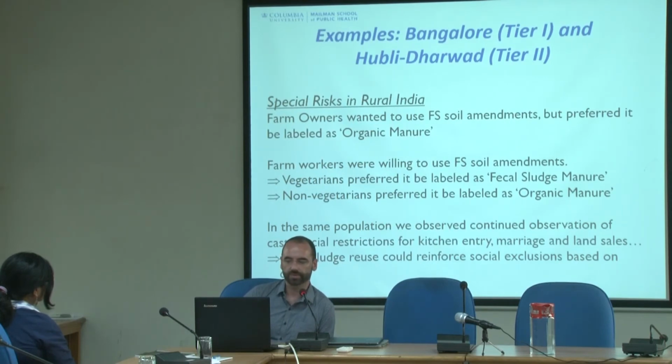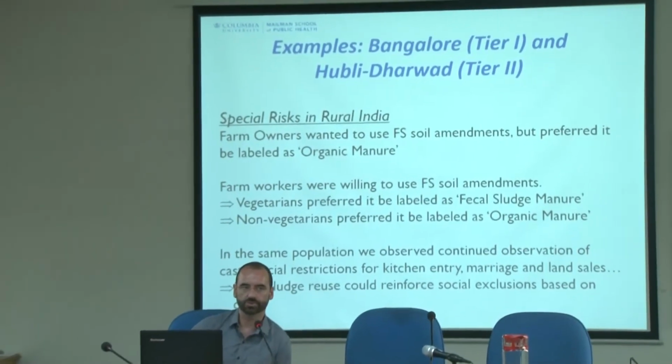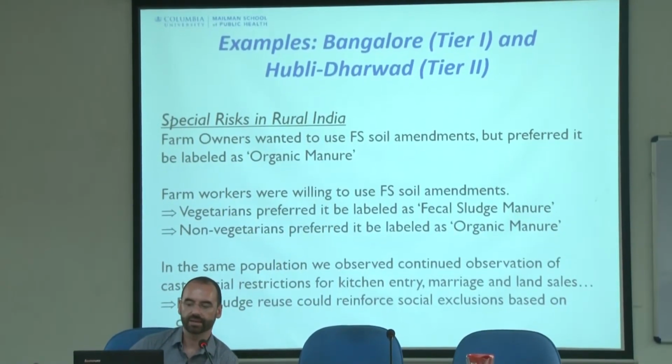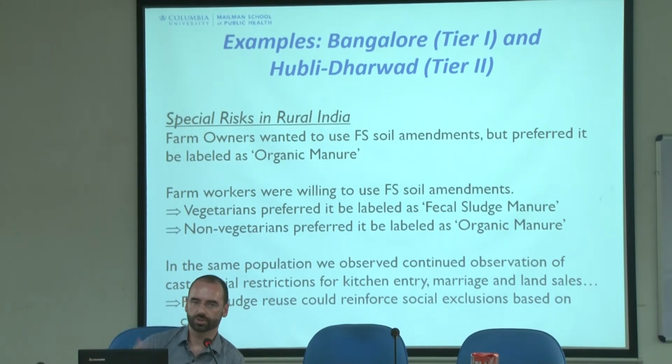We're still figuring out how to interpret this, but among this same population, this is not a surprise, but we just had to verify, we found that there is a continuation of caste social restrictions based on kitchen entry, marriage, and land sales. And so we bring up this data just to indicate that there is the possibility that fecal sludge reuse could reinforce social exclusions based on caste. And I think this is a really important complication that needs to be discussed whenever we talk about reuse. And I don't have a solution to it.